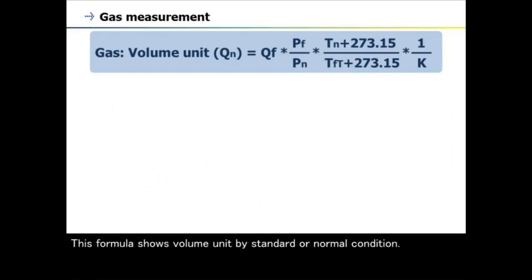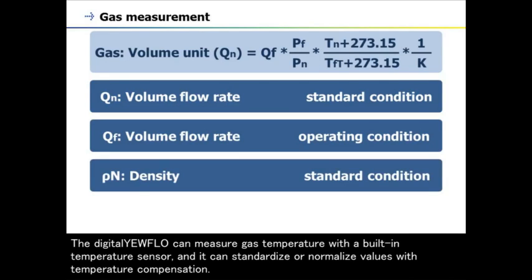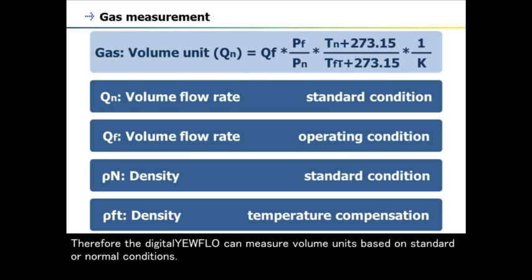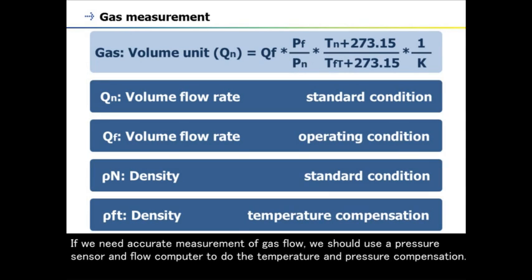This formula shows volume unit by standard or normal condition. The digital UFlow can measure gas temperature with a built-in temperature sensor, and it can standardize or normalize values with temperature compensation. Therefore, the digital UFlow can measure volume units based on standard or normal conditions. In this case, the digital UFlow uses fixed pressure values for the calculation. If we need accurate measurement of gas flow, we should use a pressure sensor and flow computer to do the temperature and pressure compensation.